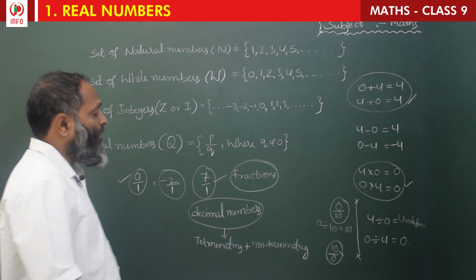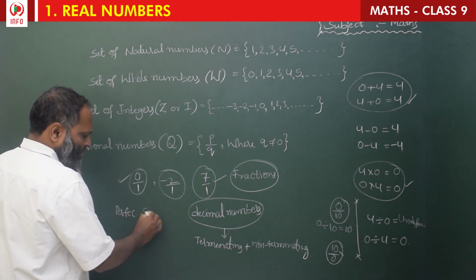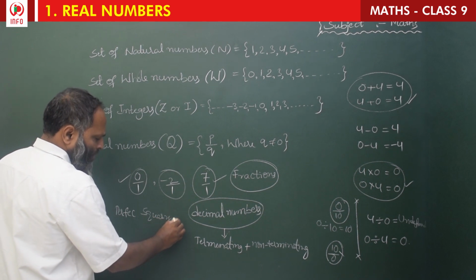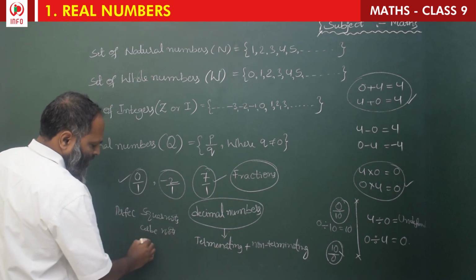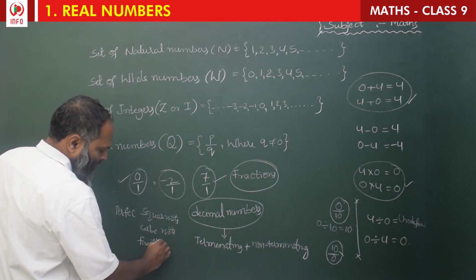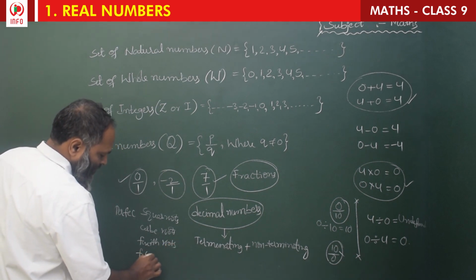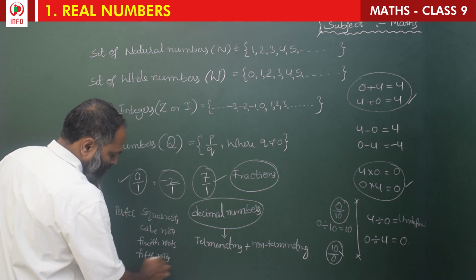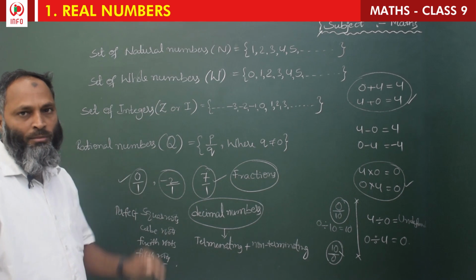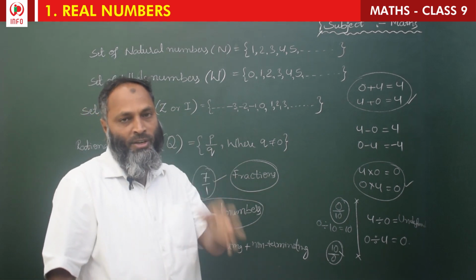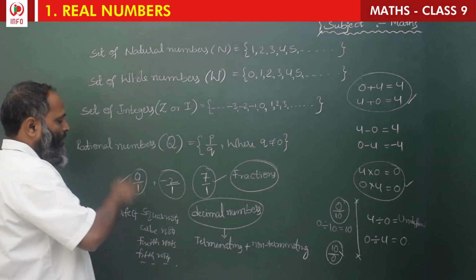And after that, perfect square roots, perfect cube roots, perfect fourth roots, fifth roots, and so on. All these perfect square roots, cube roots, fourth roots, fifth roots, sixth roots, seventh roots, eighth roots, ninth roots, they are all rational numbers.